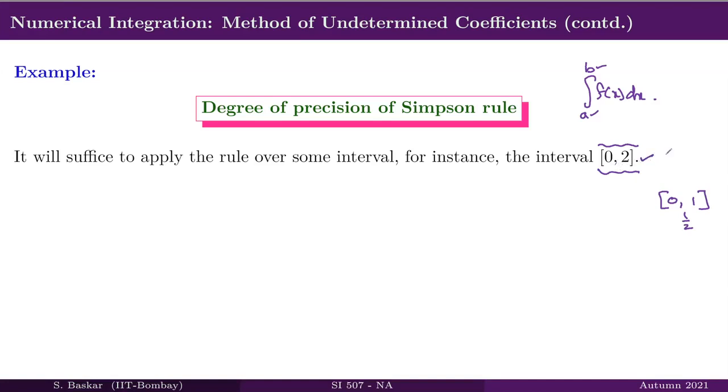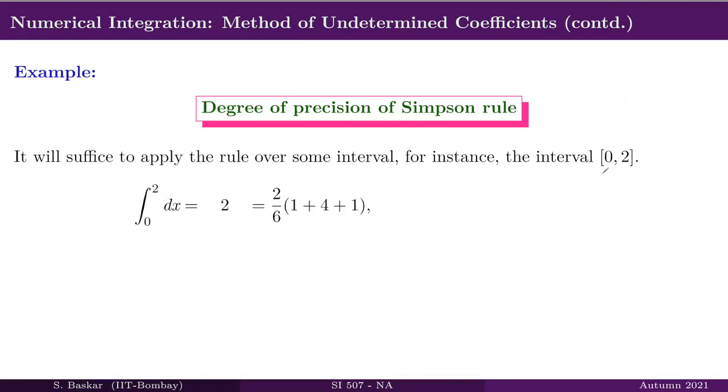It's better to take something which is very easy to compute. For instance, if you are trying to find the degree of precision for trapezoidal rule, it is smart to just choose 0 to 1 as the interval of integration. Okay, I'm choosing the interval as 0 to 2.